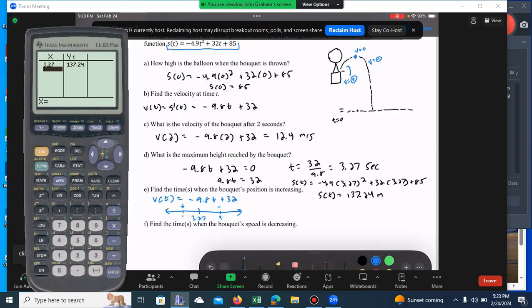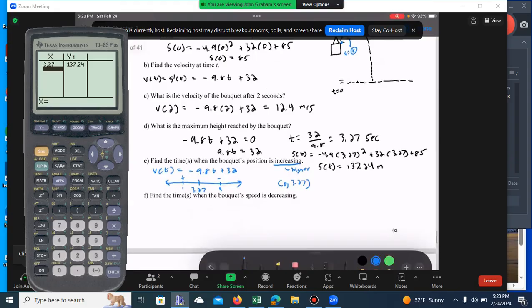So increasing is when it's going higher. Higher meaning that it's above where it was tossed and moving upwards. Right, so it's still increasing when it's positive. That's going to be from 0 to 3.27. Okay. It's decreasing coming back down. That would be after the 3.27. And then when is the speed decreasing?